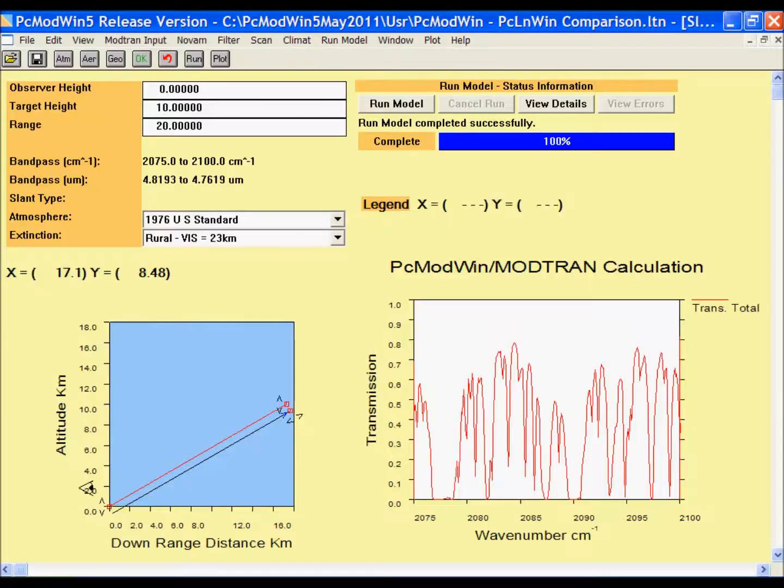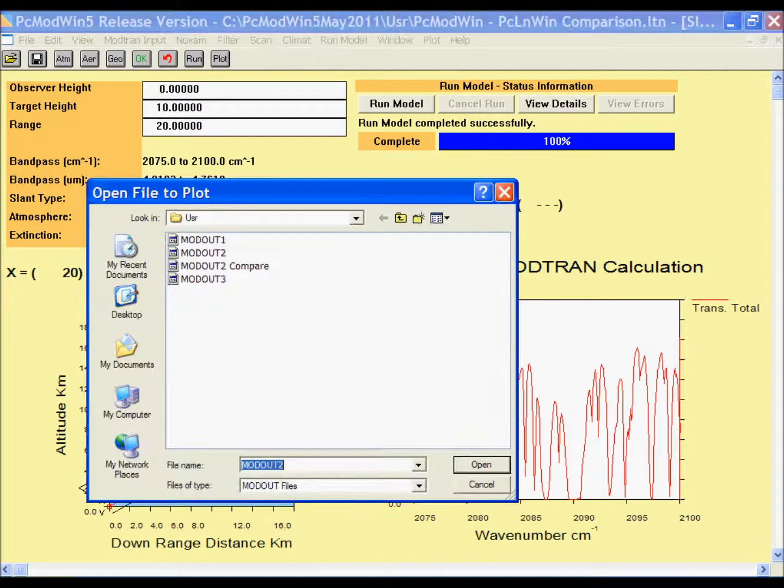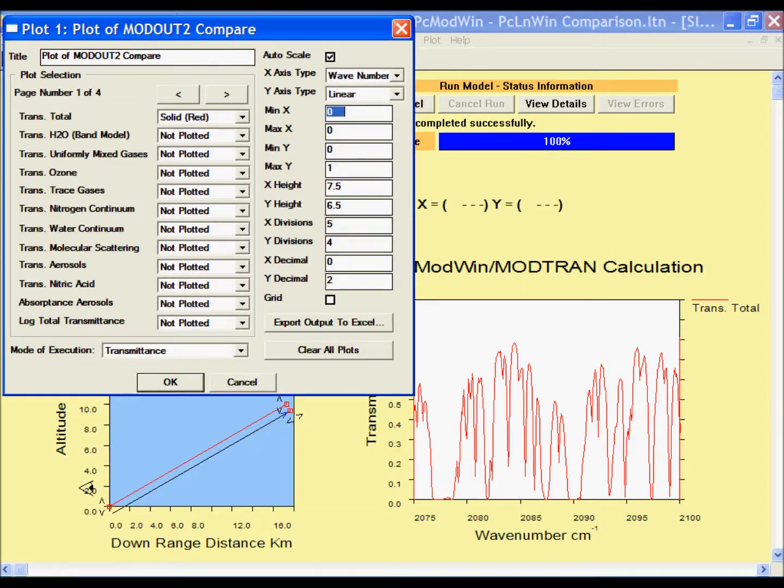What I now want to do is go back to our PC ModWin software and plot both the Modtran and the Fascode calculations on the same plot. And now, because of the way we've set this up, Modtran transmission values will be the total transmission and the Fascode values will be given in the water. For the water value, the water values have been replaced with the Fascode values.